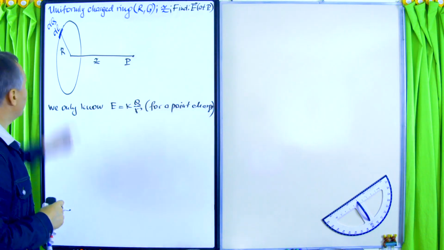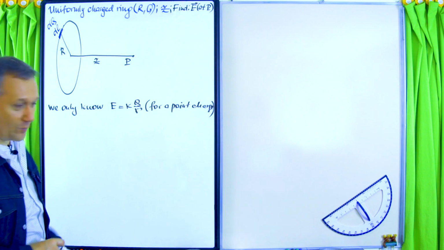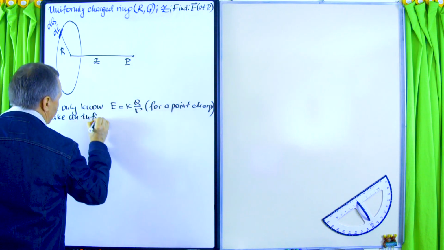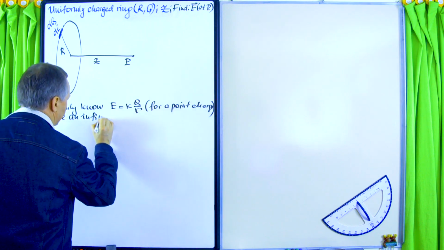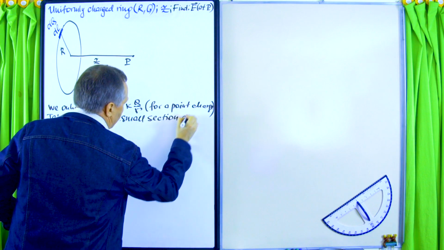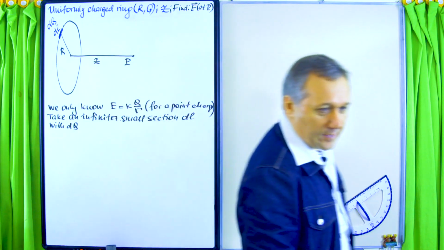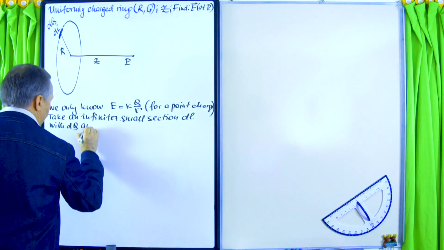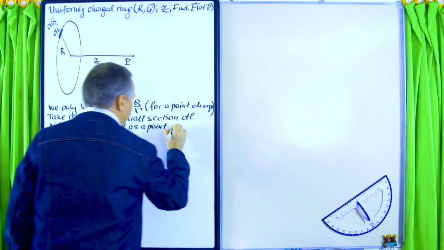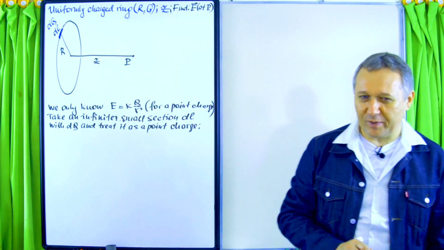So, of course, if we can treat it as a point charge, we can use this formula for this point charge. Let me write that down. So take an infinitesimally small section dl, of course, which has some amount of charge dq, and treat it as a point charge. Basically, this is the beginning of any problem where you have to set up an integral.